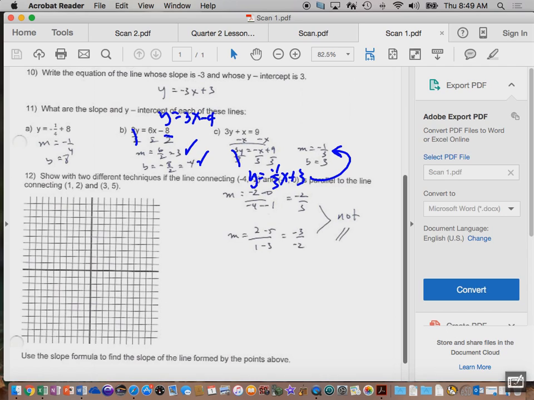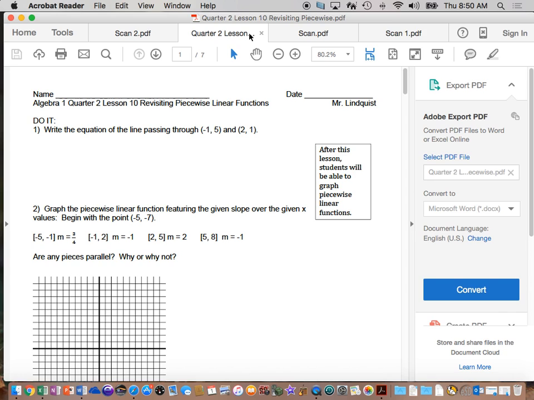All right, and then we have this last one here. Obviously, the lines are not parallel. They don't have equal slopes. You need equal slopes to be parallel. All right, any questions? All right, so this is a summary of what we've been doing so far. Now we get to today's lesson.